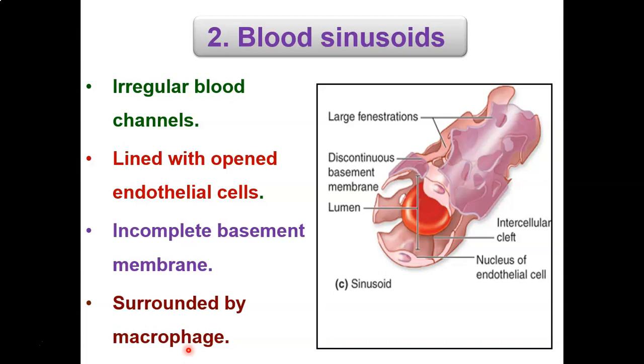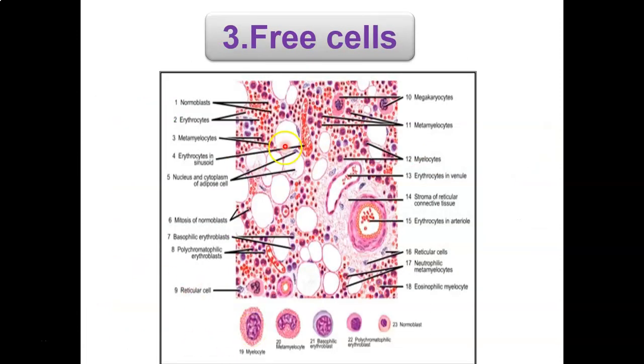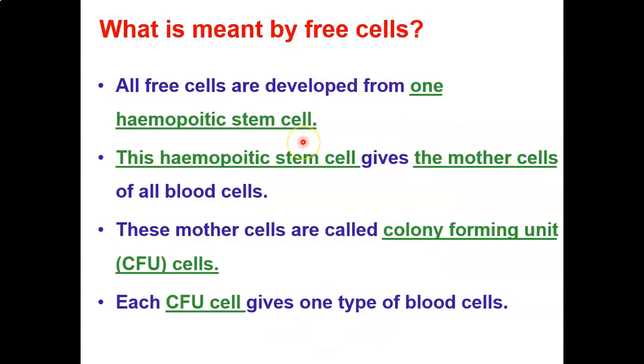Sinusoid surrounded by macrophage. The free cells here are the dividing and developing cells. Free cells means these cells divide and develop until they reach mature cells, which escape to the blood sinusoid. What is meant by free cells? All free cells are developed from one hemopoietic stem cell, the big mother cell, and this hemopoietic stem cell gives the mother cells of all blood cells.